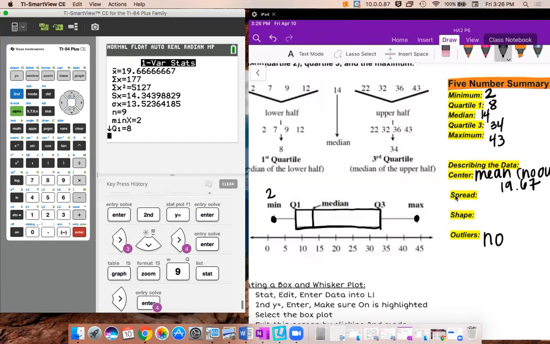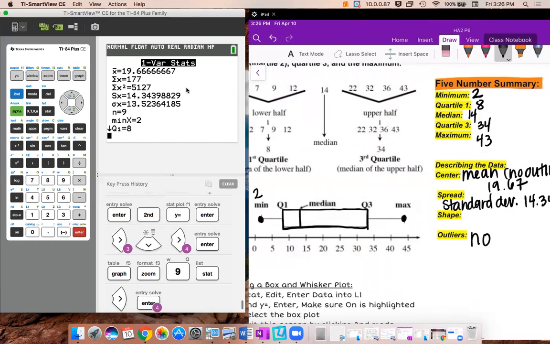And then we want to know the spread. Again, there are no outliers, so the spread is going to use the standard deviation. We're looking at this Sx for our standard deviation. So it's spread out by 14.34, meaning most of my data points are about 14.34 away from the mean.